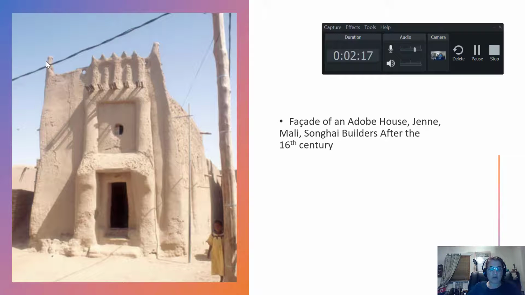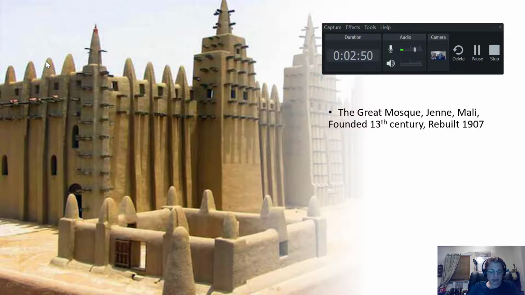They both have multiple stories, an inner courtyard, a formal reception room on the upper story, and flat roofs to be used as additional working space. And this is very different from the other buildings in the area, which are usually only one story with an attic, and they're not as elaborately laid out as these buildings that were influenced by the Moroccan style. We can look at the Great Mosque here from Djenné, Mali, founded in the 13th century.